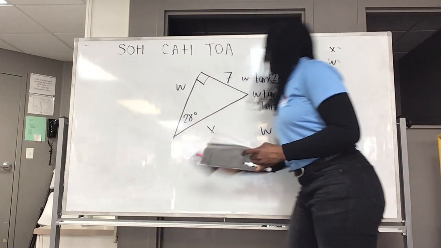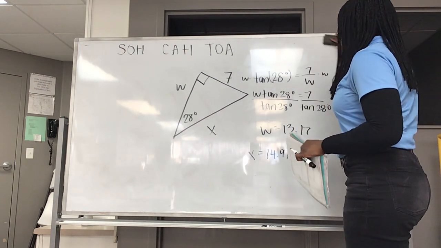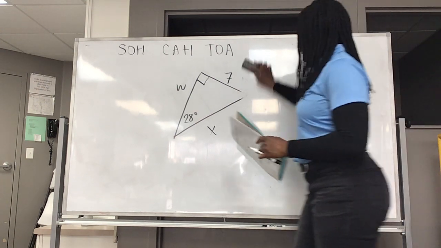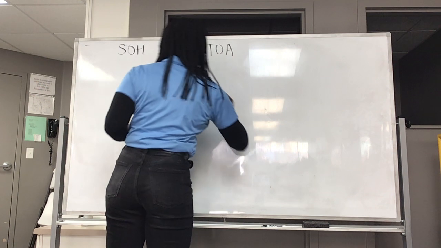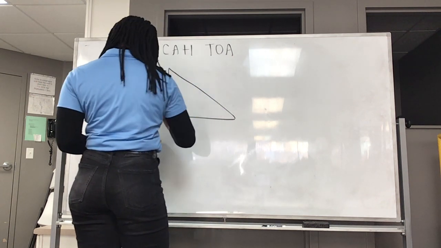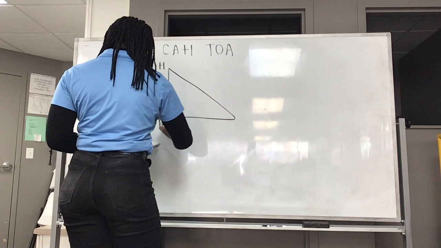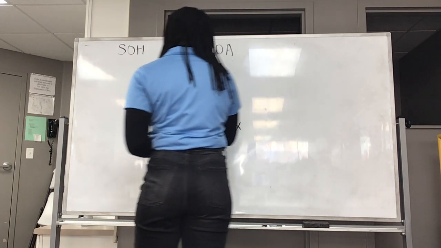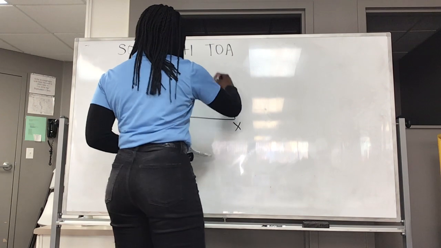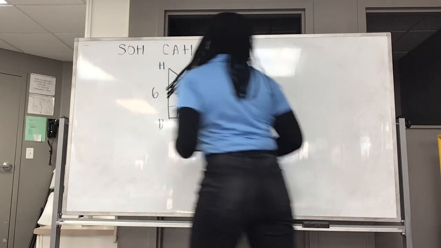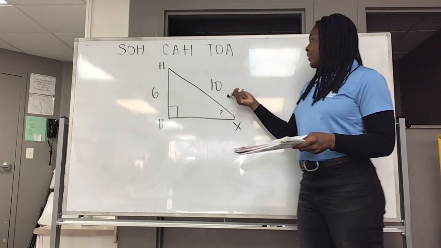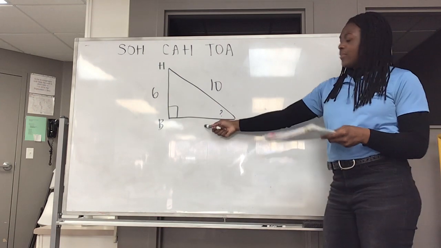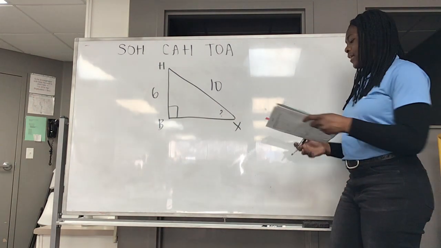Okay, so now we're going to try another triangle, except instead of solving for the side lengths, we're actually going to use the side lengths to solve for the angle. Okay, so here's my right triangle, HBX. We know that this side is 6. The hypotenuse has a value of 10, and then we don't know this one, and we're looking for that angle down there.